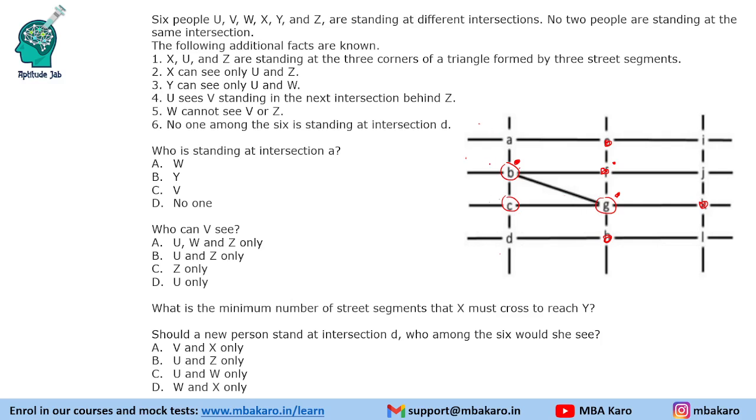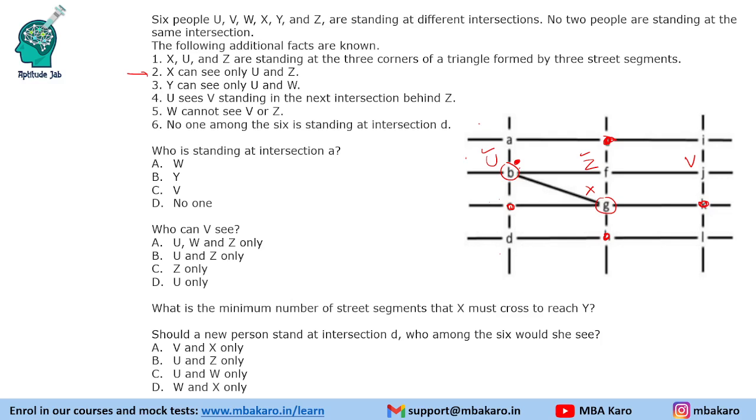Now suppose we put U on B. So we will take U as here. And what do we get in that scenario? U sees V standing in the intersection behind Z. So U, Z and V. And the triangle is X, U, Z, so that means X should be here. Now it says X can see only U and Z. So X can see U, X can see Z. So that means there is no person here, no person here. And in this case, there will not be any person here also, and then no person here also. These will not be any of the given persons.